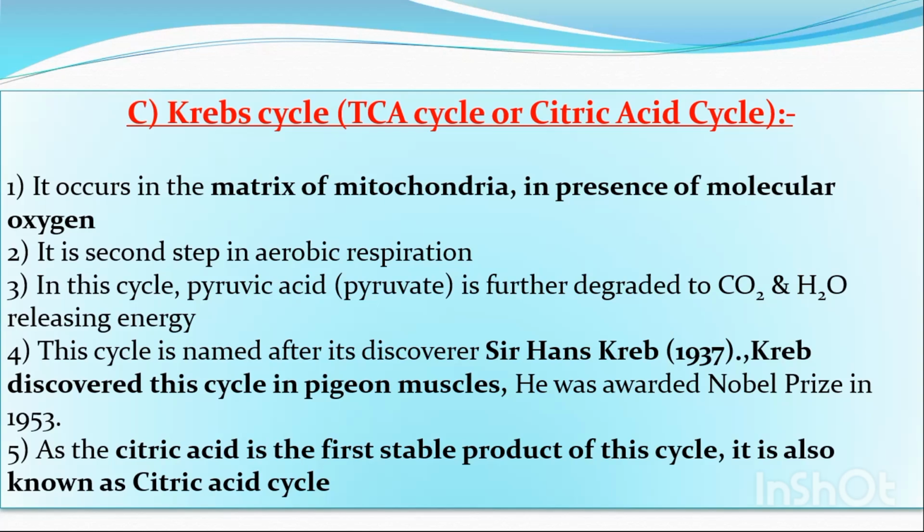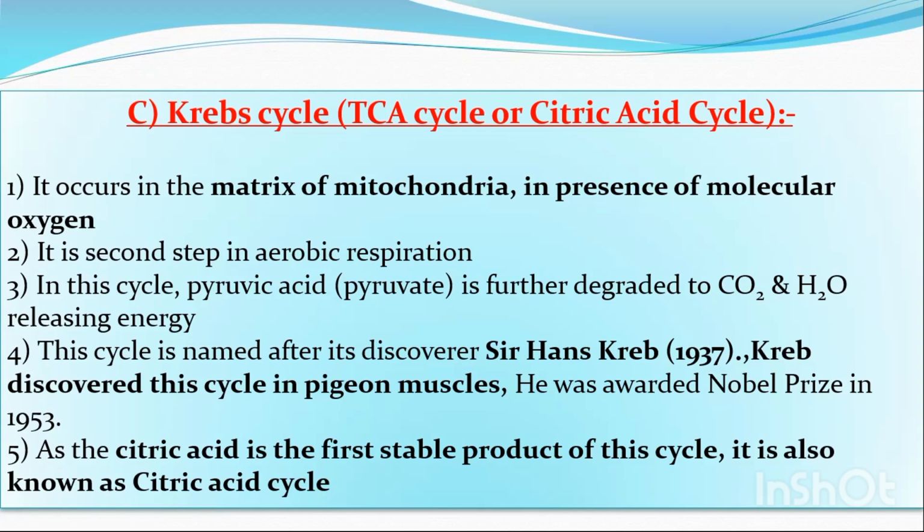Why is it called the Krebs cycle? Because Sir Hans Krebs discovered this cycle, and that's why it is called the Krebs cycle. TCA cycle: all the organic acids will contain 3 carboxylic acid groups, COOH group. That's why it is called the tricarboxylic acid cycle. Then citric acid cycle: the first stable compound is citric acid, and that's why it is called the citric acid cycle. Now, it occurs in the mitochondrial matrix, and that too in presence of free molecular oxygen.